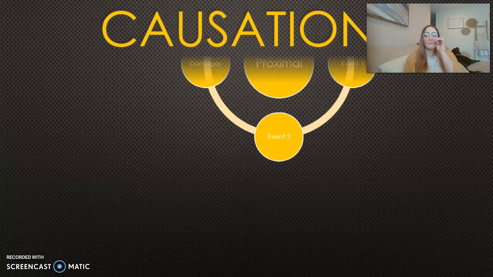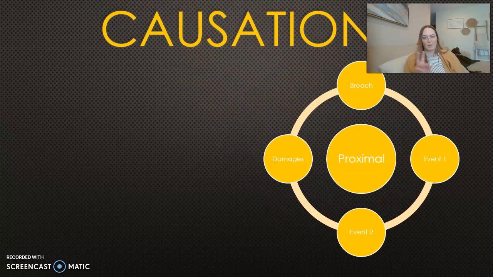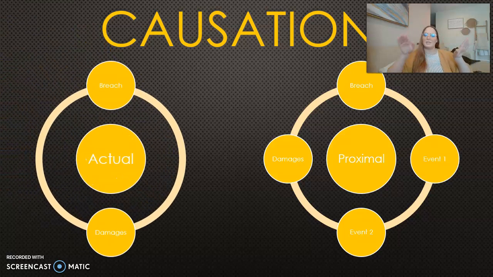Now we have causation. You're going to see there's essentially going to be two kinds. That first one there is proximal causation. So you'll see up there at the top that you have a breach, then your breach leads to event one, and then event one, like a domino effect, leads to event two. Because it's that chain of events, that is when proximal causation is going to be what applies, and causation is just examining how you get from point A to point B in regards to breach and damages.